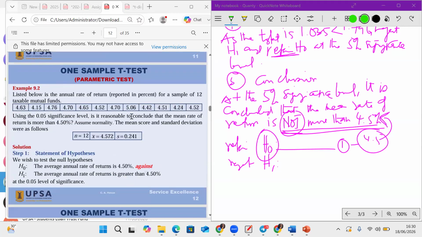They said, is it reasonable to conclude that the mean rate of return is more than 4.5%? At the 5% significance level, it is concluded that the mean rate of return is not more than 4.5%. So here their claim is rejected. Are you getting it? Do we get it? Yeah.